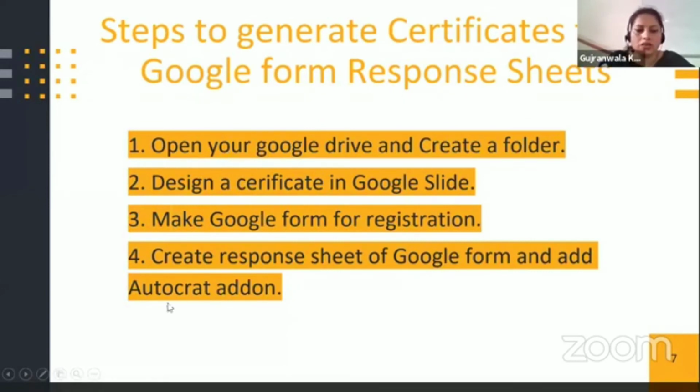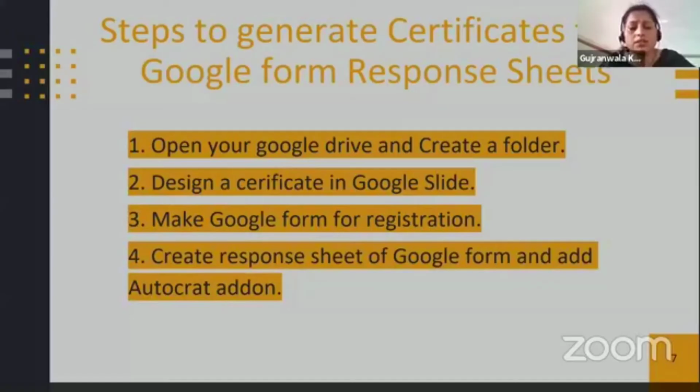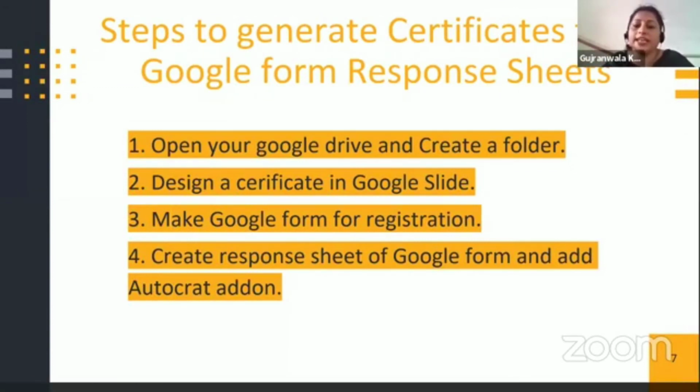For this method, we are using the add-on AutoCrat. AutoCrat add-on works in both ways. If you want the certificates to be generated instantly, it will go for it. If you want the certificates to be generated afterwards and together, then also you can do it. But the limitation is, in Certify.m also and in AutoCrat also, you can send only 100 certificates in one day. You cannot send more than 100 certificates.